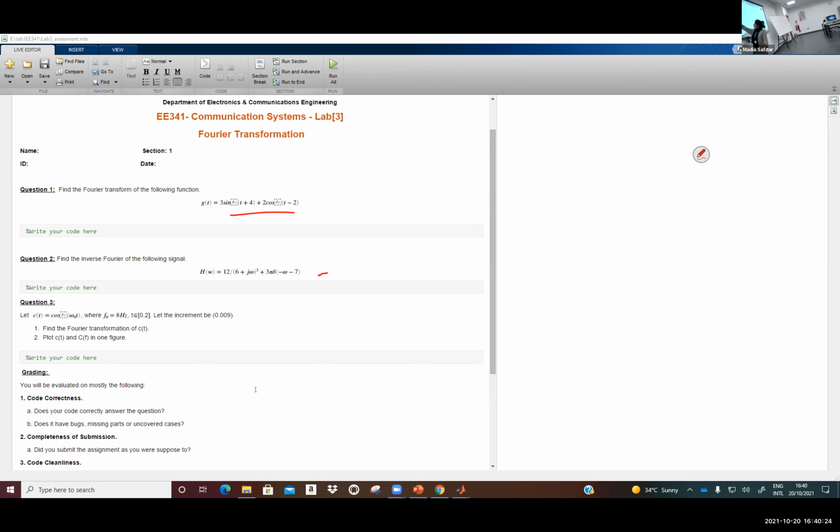Now this third question is exactly similar to my last example, which is in the slides. So you have signal f naught is equal to 8. The scale is from 0 to 2. The increment is 0.009. So what is the sampling frequency? 1 divided by 0.009. Okay. Then find the Fourier transform.